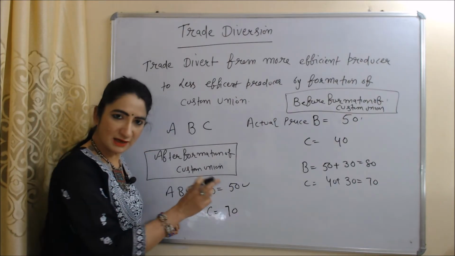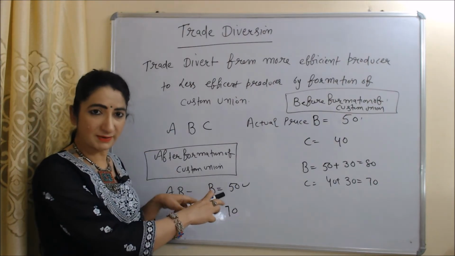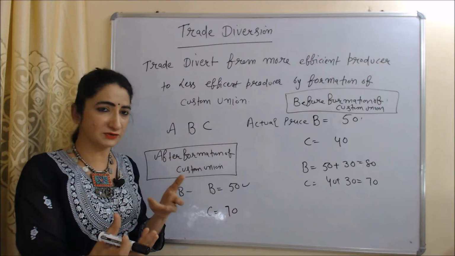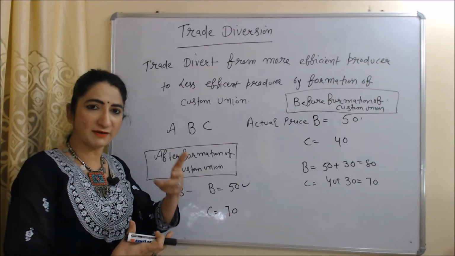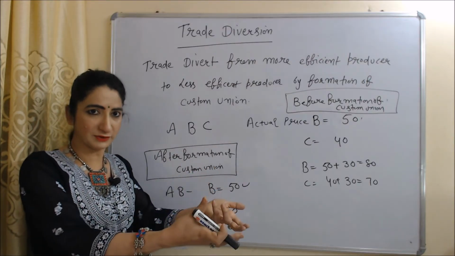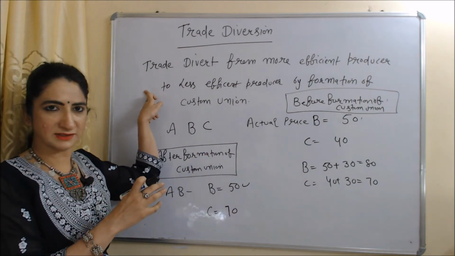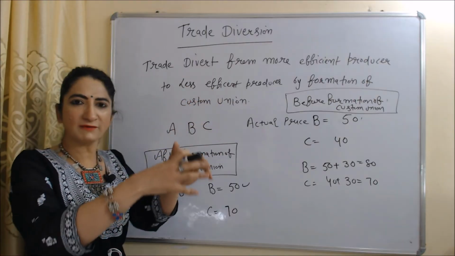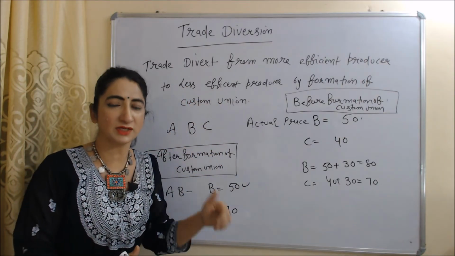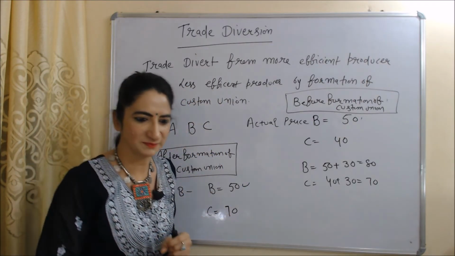So C was the efficient producer as compared to B, but after formation of the customs union, A diverts its trade from the efficient producer to the less efficient producer. It will be called trade diversion because in trade diversion, we divert our trade from a more efficient producer to a less efficient producer after formation of the customs union.